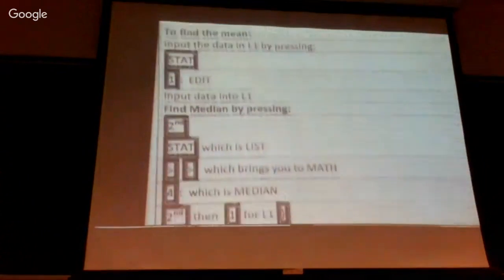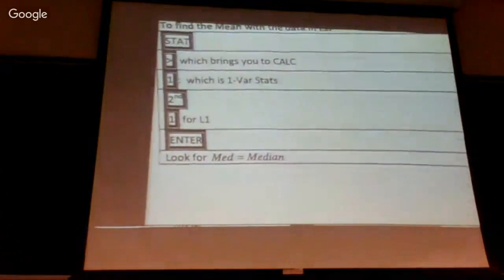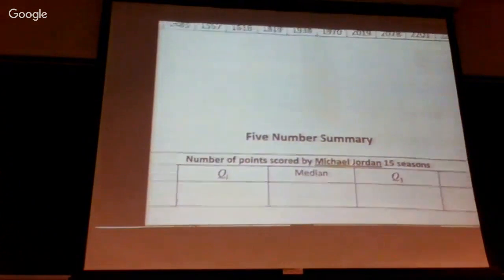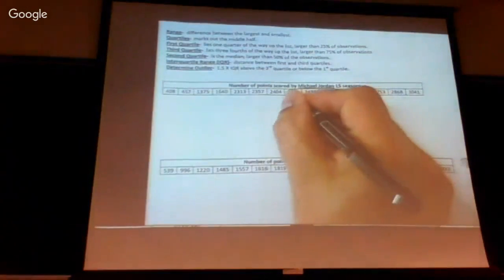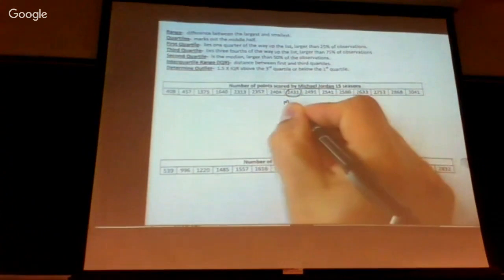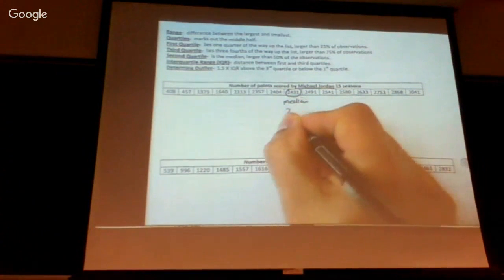Again, all of the calculator steps are here, step by step by step, all there to practice. Okay? So what I'd like you to do is find the page that has Michael Jordan and Kobe Bryant, and go ahead and label the mean. The median. So for Michael Jordan, the median was 2431.